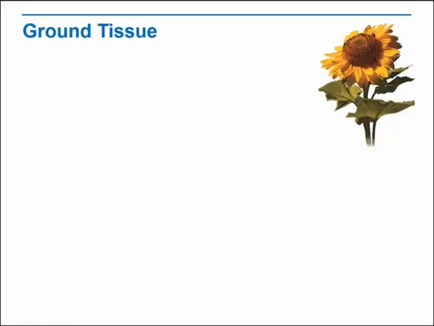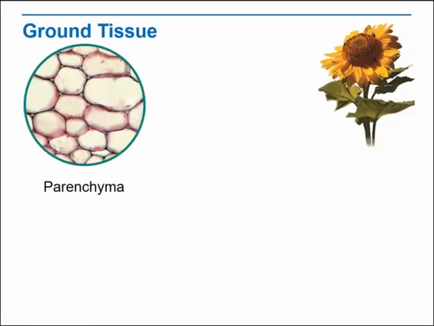Ground tissue is neither dermal nor vascular. Ground tissue produces and stores sugar and contributes to physical support of the plant. The edible portions of plants like potatoes, squash, and asparagus are mostly ground tissue. Most ground tissue consists of parenchyma. Parenchyma cells have a thin cell wall and a large central vacuole surrounded by a thin layer of cytoplasm. In leaves, these cells contain many chloroplasts and are the site of most of a plant's photosynthesis.